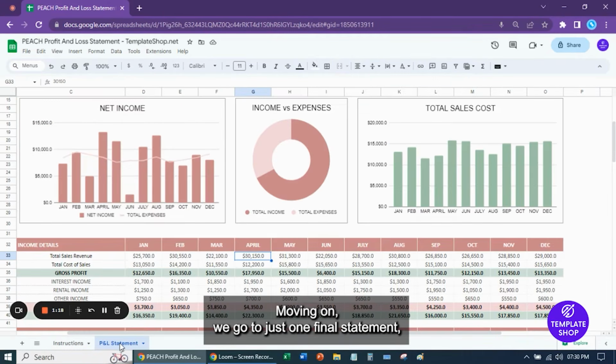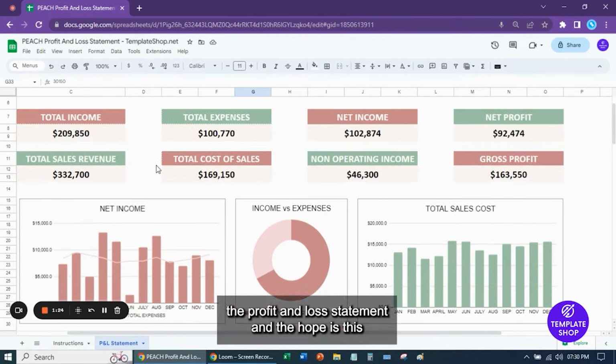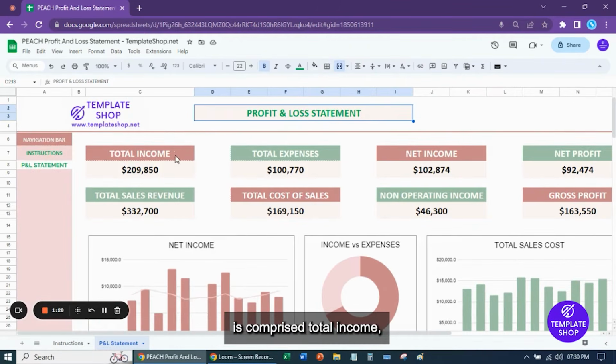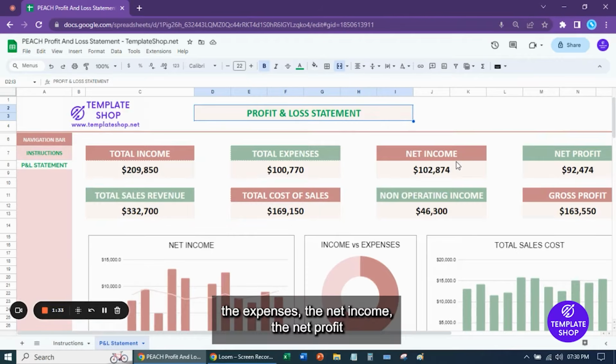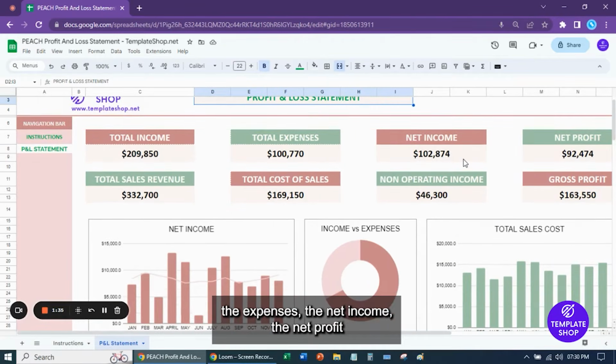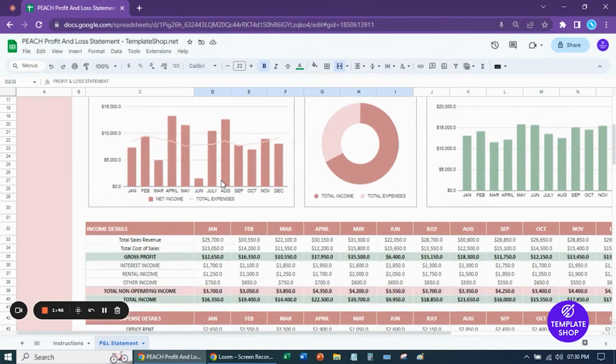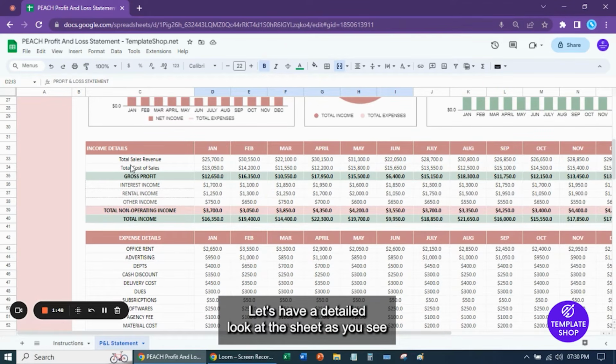Moving on, we go to the P&L statement, the profit and loss statement, and see how powerful this is. The profit and loss statement is comprised of total income, the expenses, the net income, the net profit, sales revenue, the cost of sales, non-operating income, and the gross profit. Where do these numbers flow in? Well, let's have a detailed look.